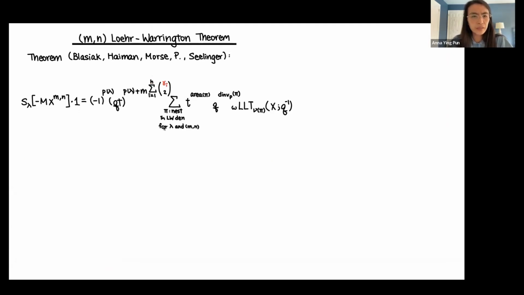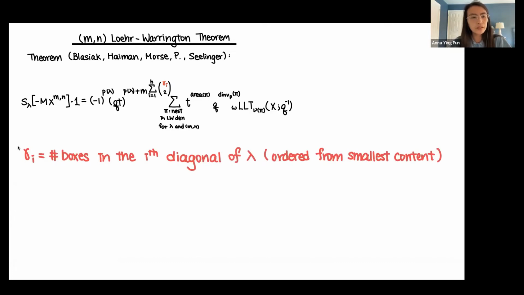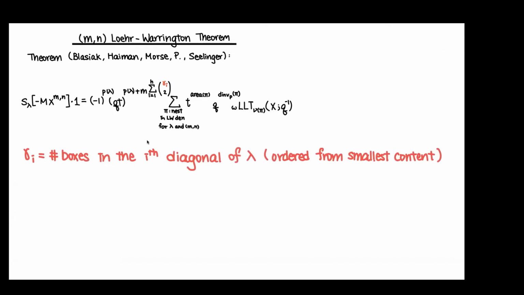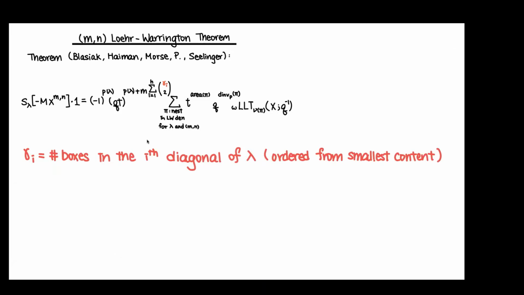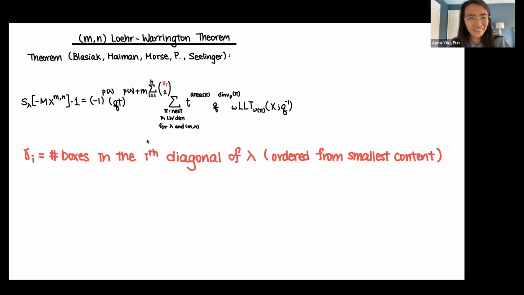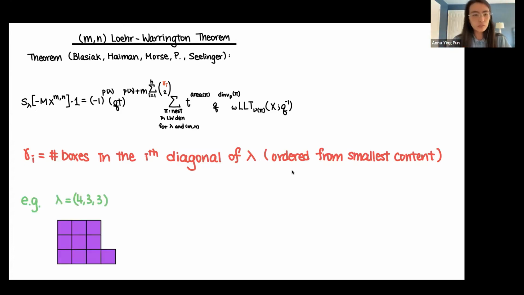Now, what is this gamma i? By the way, this largest hook is sometimes, or recently, called the perimeter of the partition. Thank you for the note, I learned something. This gamma i is just the number of boxes in the ith diagonal of lambda, and we order the diagonals from the smallest content, from the northwest corner to the southeast corner. Let's start with an example.